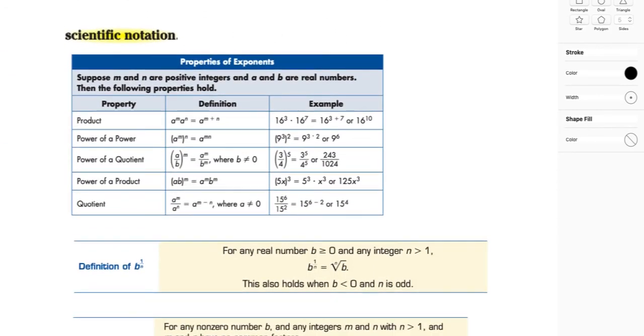You are going to have to remember a couple things. Scientific notation, all right? And we're going to have to remember some of these rules with our exponential law. So let's remind ourselves of what scientific notation is.